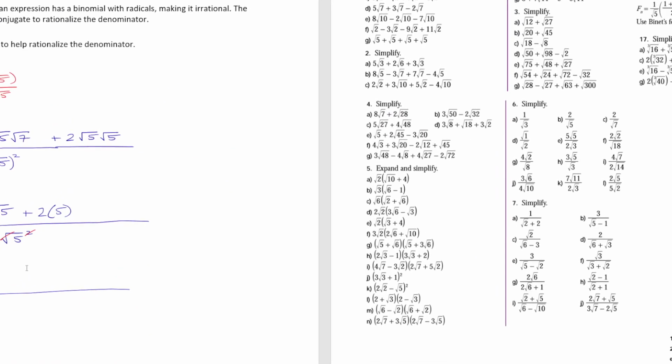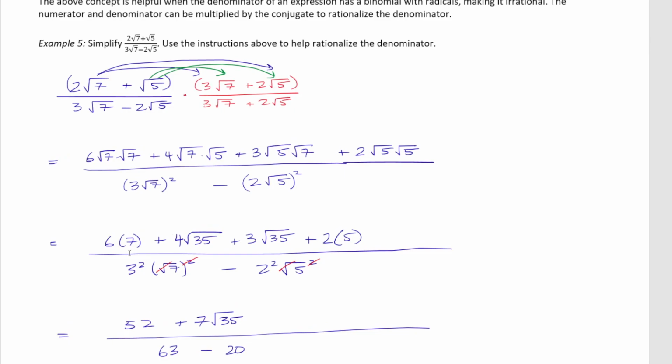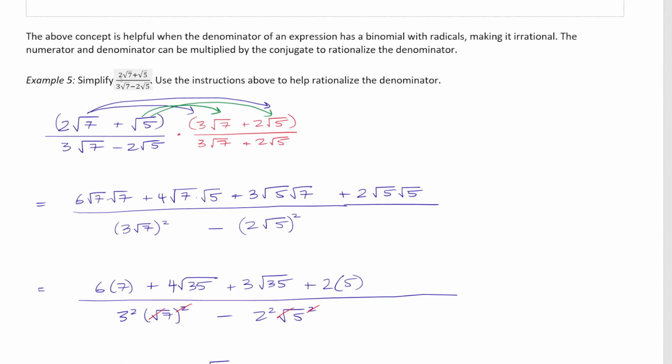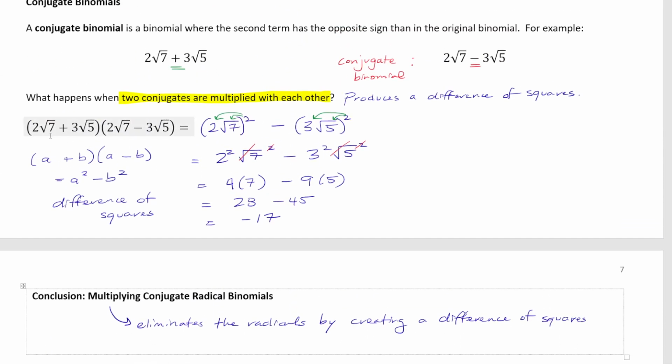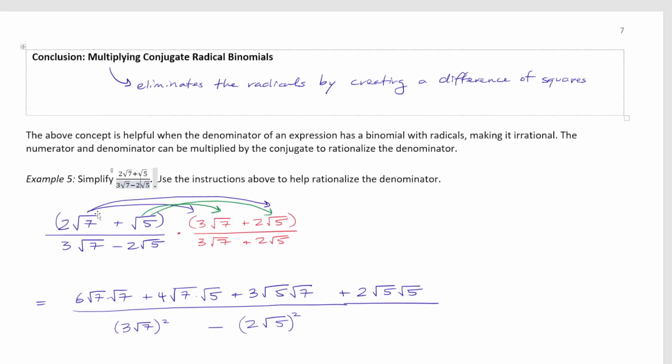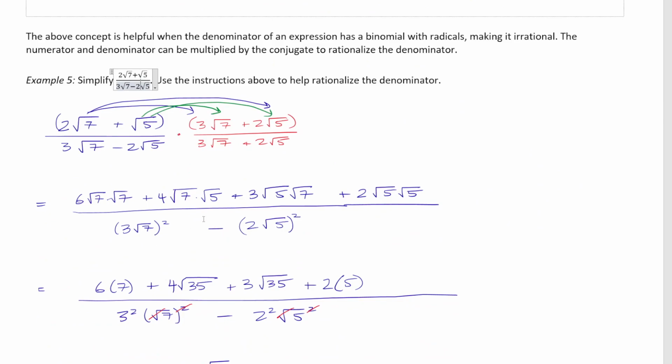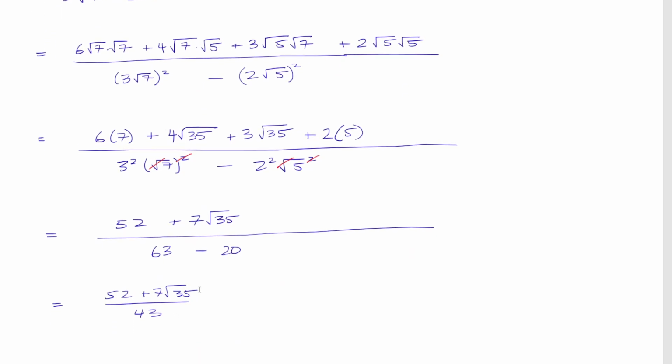So just to recap here, I had this fraction, which was unacceptable because I had radicals in the denominator. So I multiplied by the conjugate binomial. Conjugate binomial is the exact same binomial except with a different sign. That produced a difference of squares in the denominator. Why did it produce a difference of squares? Well, we can go back up here and we can see that if you have a binomial with different signs, that's just the formula for difference of squares. And then I just FOILed the numerator, and I ended up with this final answer right here.